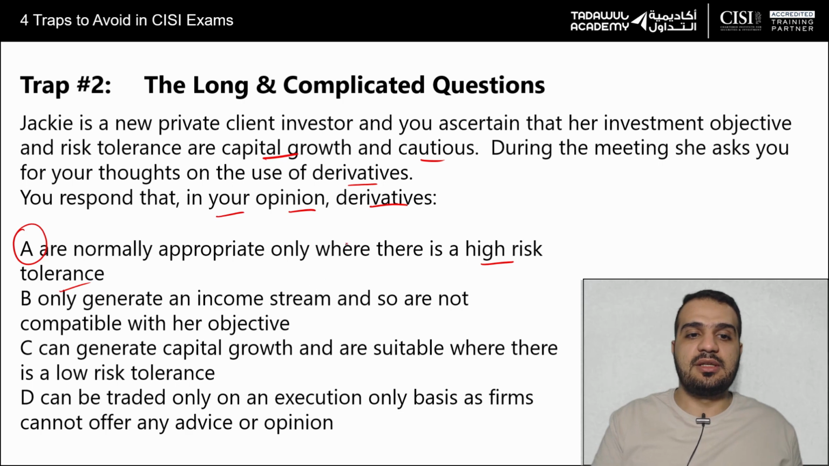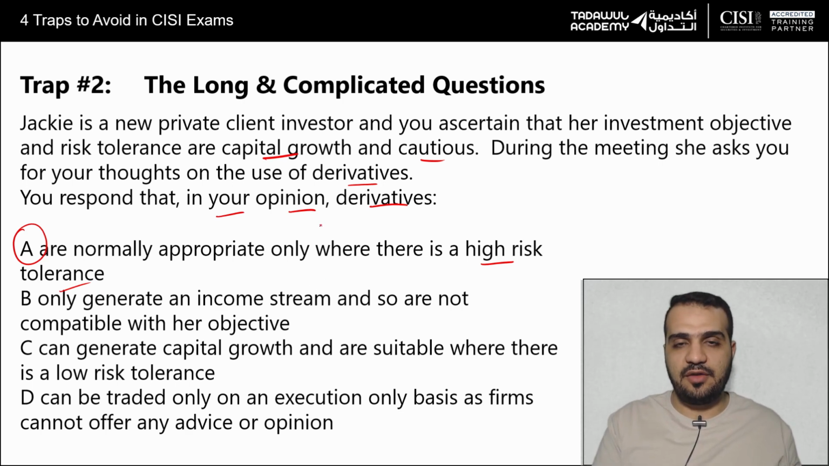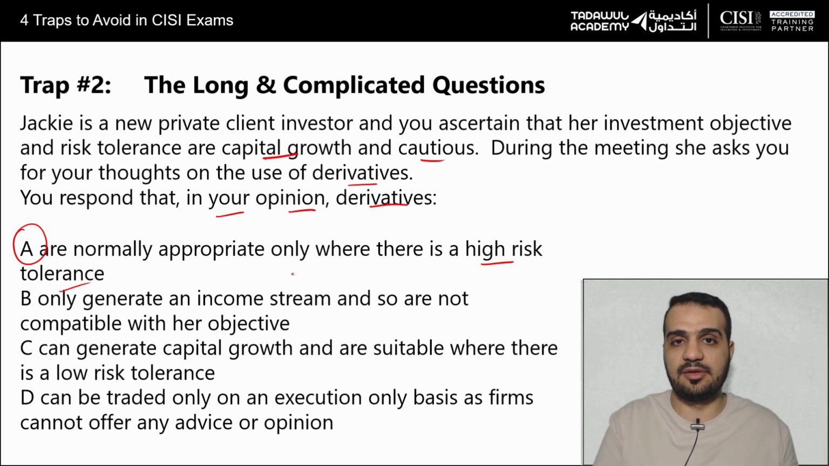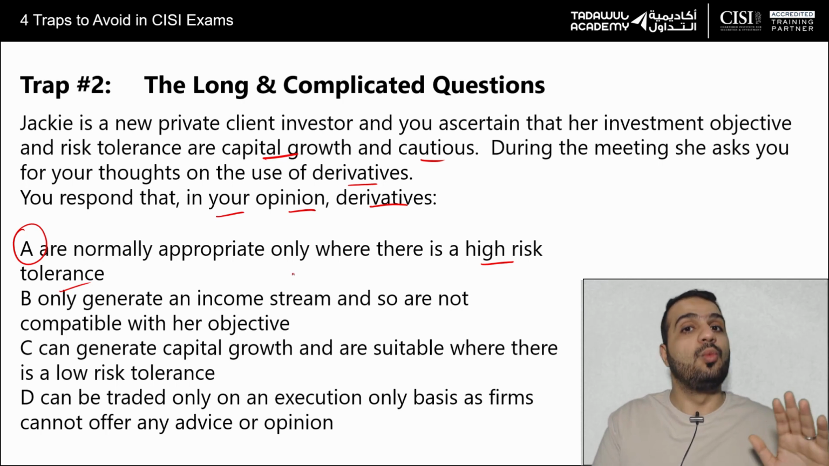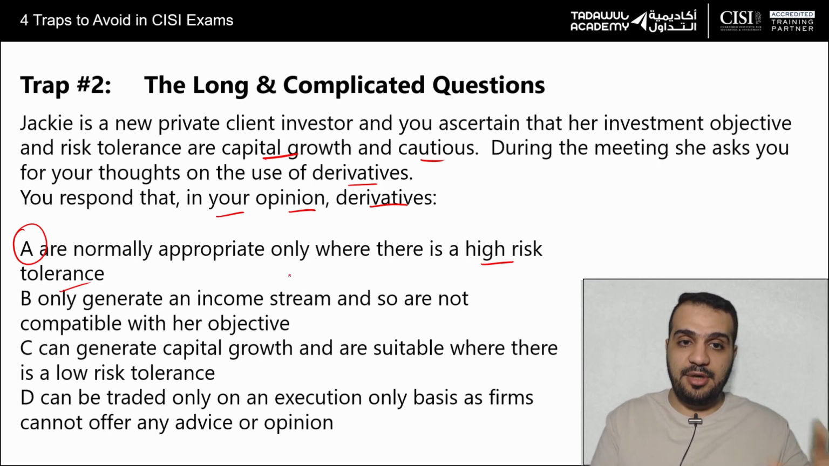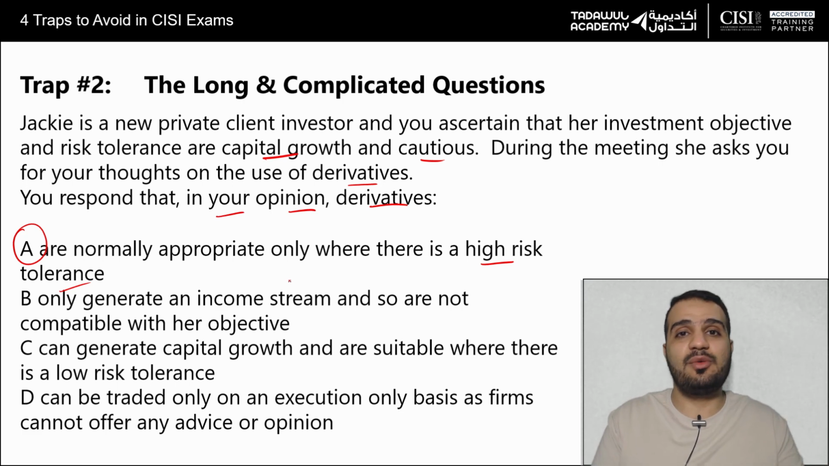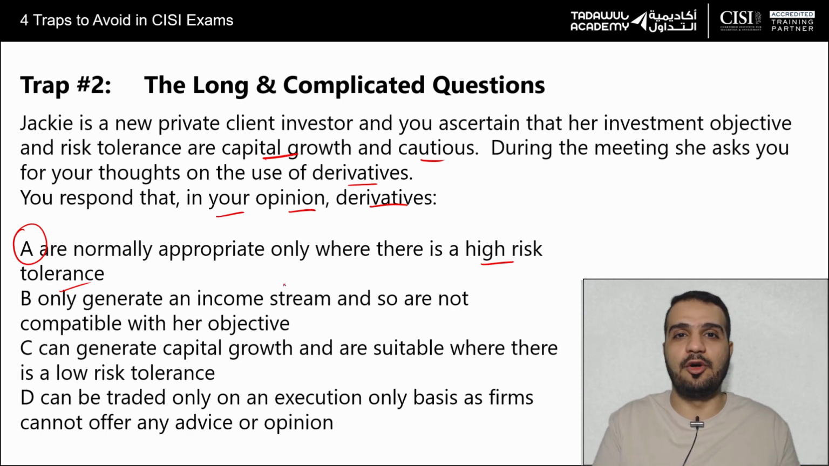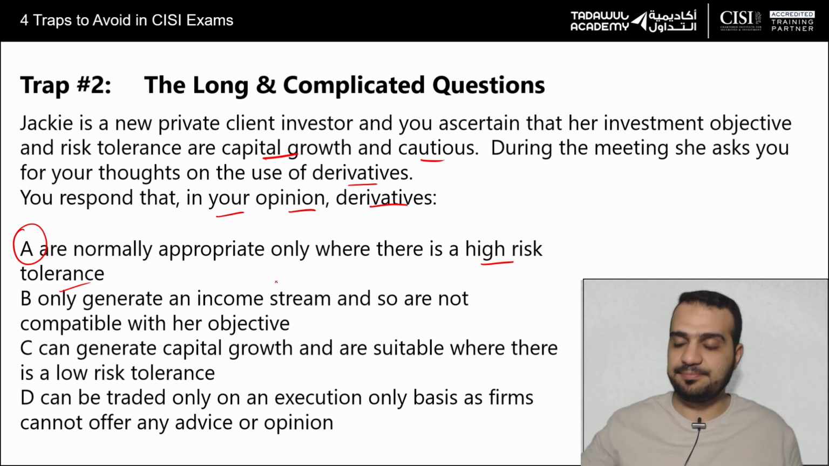The actual question is the last three words. In your opinion, what are derivatives? If you look at the very first answer, they are normally appropriate where you have high risk tolerance. Once you stop panicking and break down the question, you'll find out that it's actually one of the simplest questions that CISI might give you. Whenever you get long and complicated questions, don't worry. Most likely it's a very easy one. Just read through it, look at the answers, and you are most likely to answer it correctly on the first attempt.